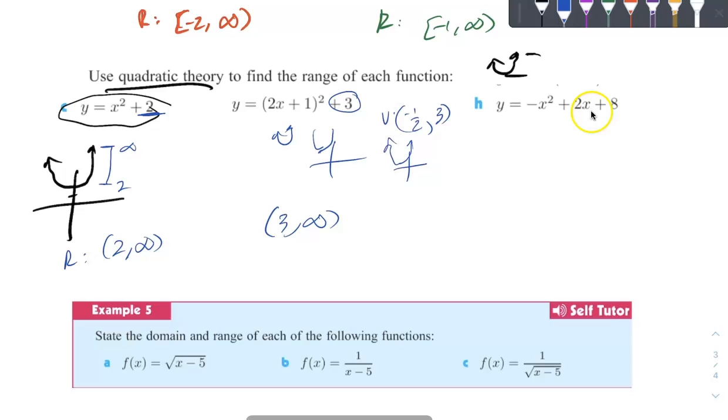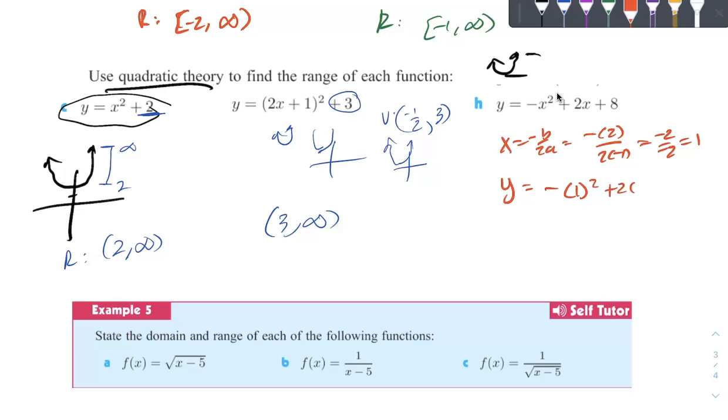This is the next one. Now it's not 8 because that's 1. So we actually got to find the vertex on this one. So again, the easiest way to do is kind of think about graphing it. So how do you find a vertex? X equals negative b over 2a. So negative 2 over 2 times negative 1. So negative 2 over negative 2, so 1. That's the x value of my vertex. I need the y value because I'm doing the range. So you sub it in. I get negative 1 plus 2 plus 8, so 9. So my vertex is 1, 9.